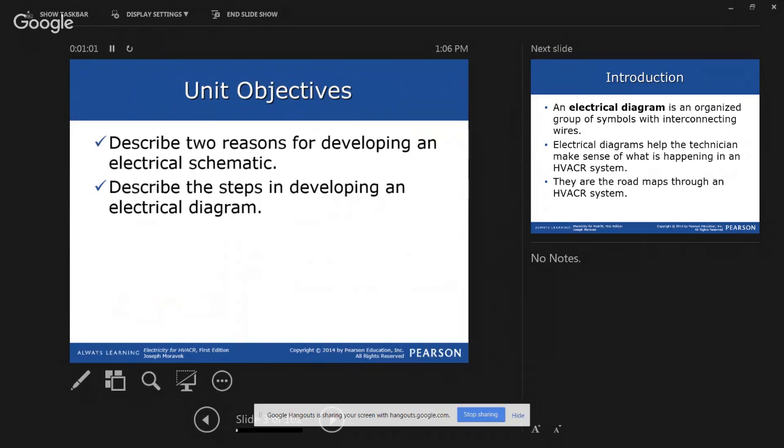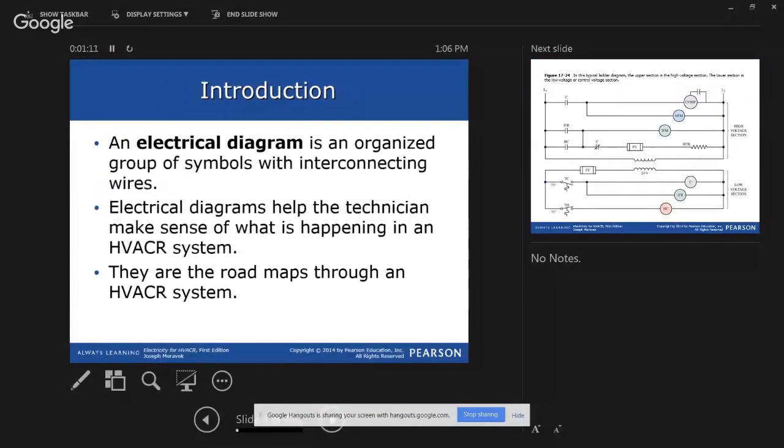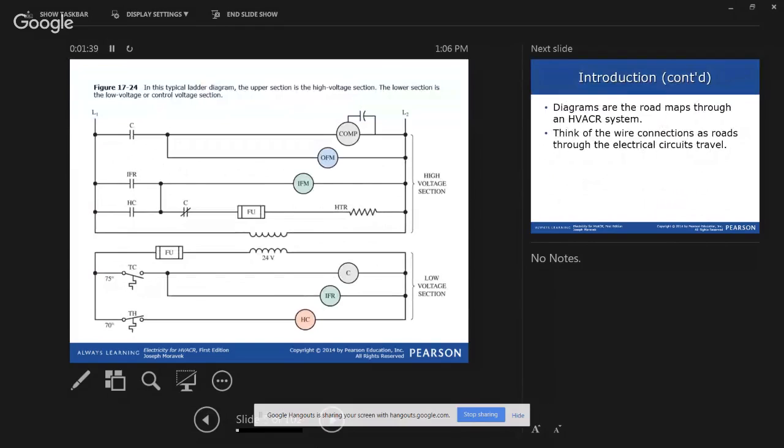We're also going to describe 2 reasons for developing an electrical schematic and describe the steps in developing an electrical diagram. So this is something we should pay attention to if we haven't got our assignment down yet. An electrical diagram is an organized group of symbols with interconnecting wires. Electrical diagrams help the technician make sense of what's happening in an HVACR system. They are the road maps through the system. So when we're talking about the electrical world, these are our Bible. These are what we want to have our hands on.